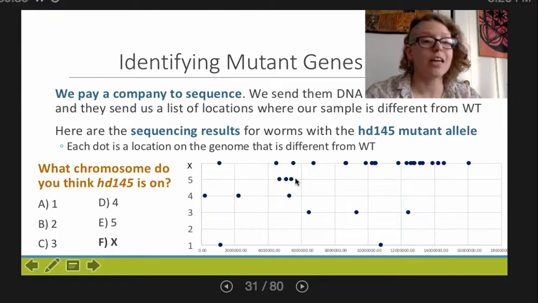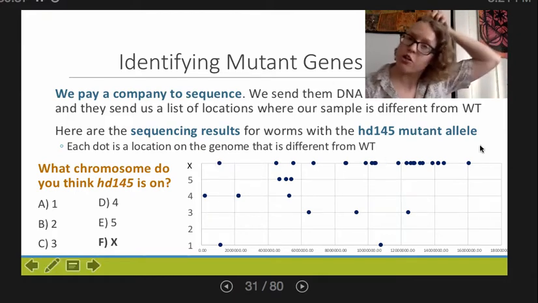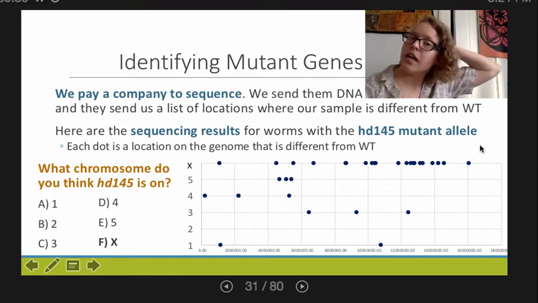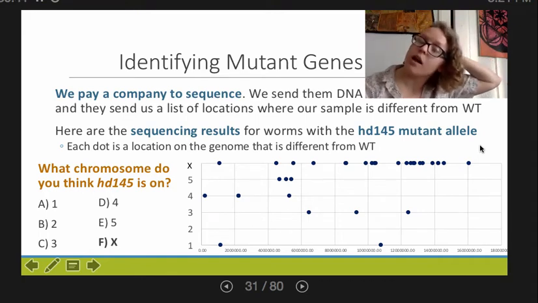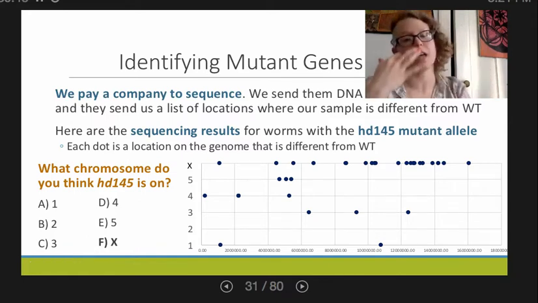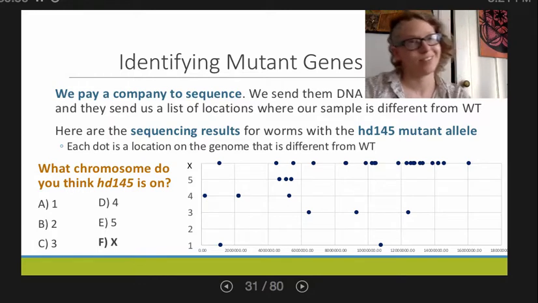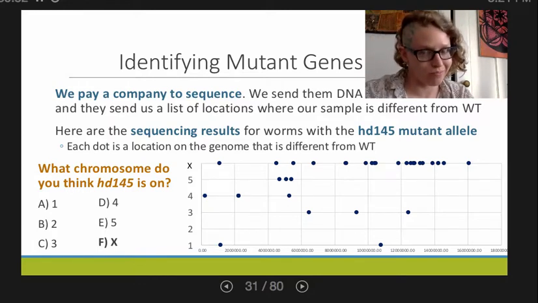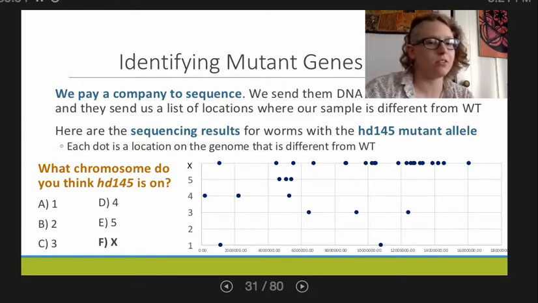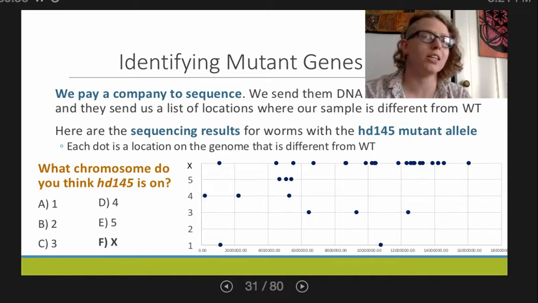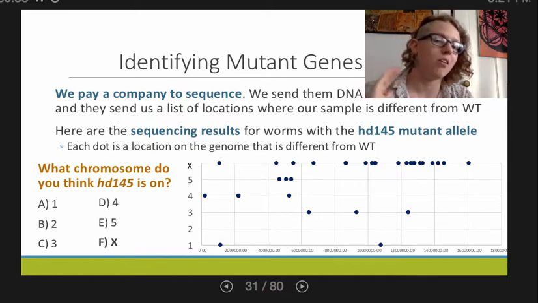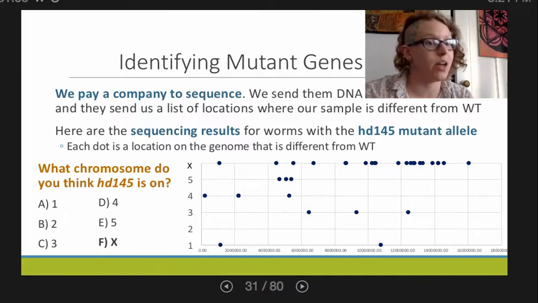And it's on X because that's where most of the mutations are. We selected in our back-crossing process for the mutation that causes the phenotype, but we're also incidentally selecting for that whole region of the chromosome and that chromosome itself. So we're going to see more mutations in the region where the phenotype-causing mutation is located.